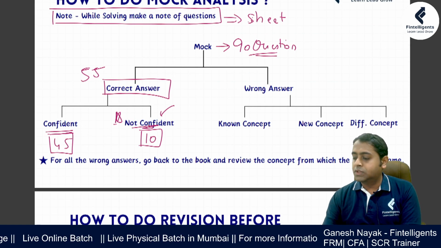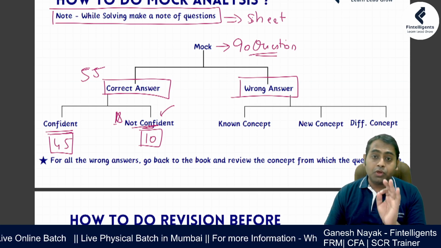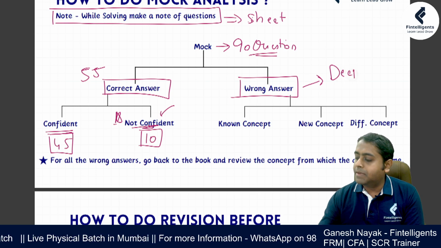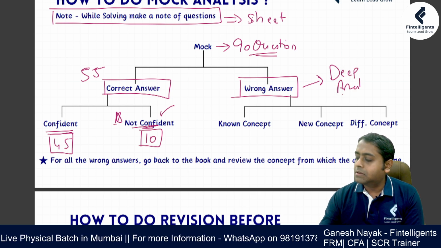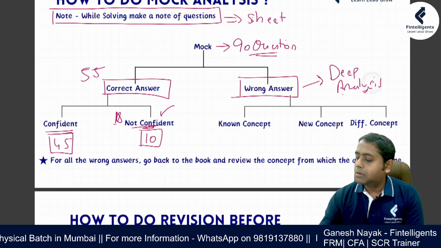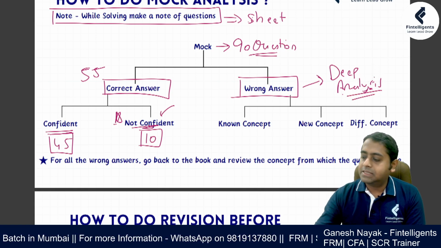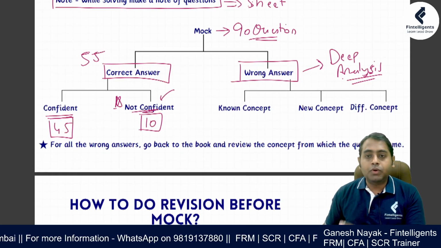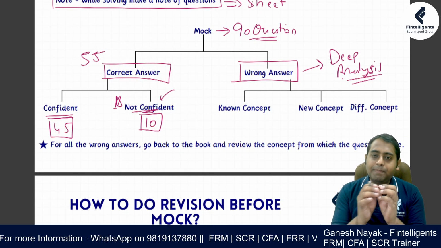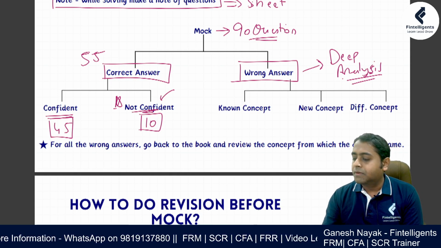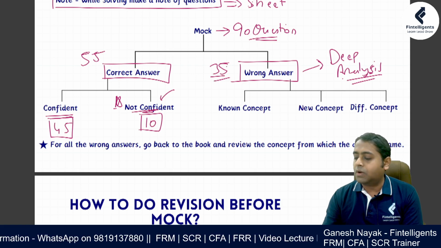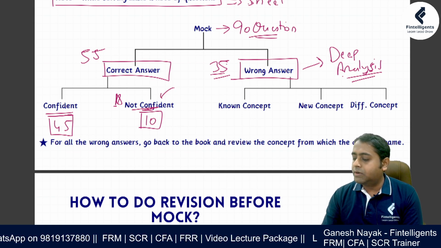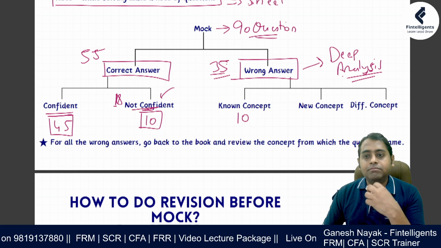And obviously a lot of students will do the deep dive analysis for their wrong answers. Over here you primarily need proper deep analysis of the content. Whichever questions were wrong, bifurcate them. For example, say we got around 35 questions wrong, and out of those 35, you found that 10 questions were something which I knew, but I made a mistake.